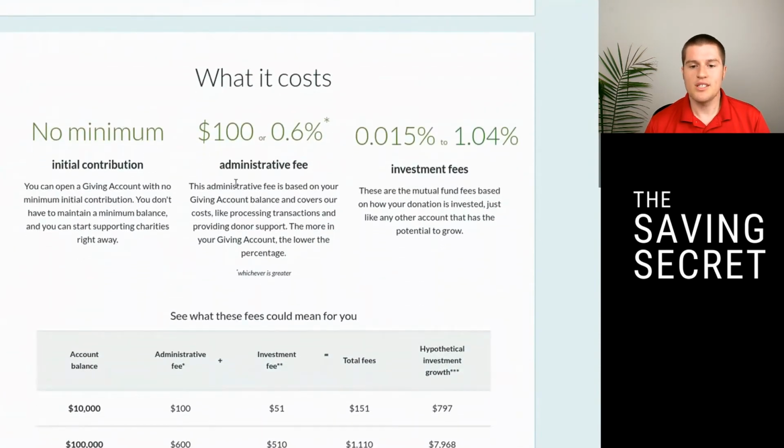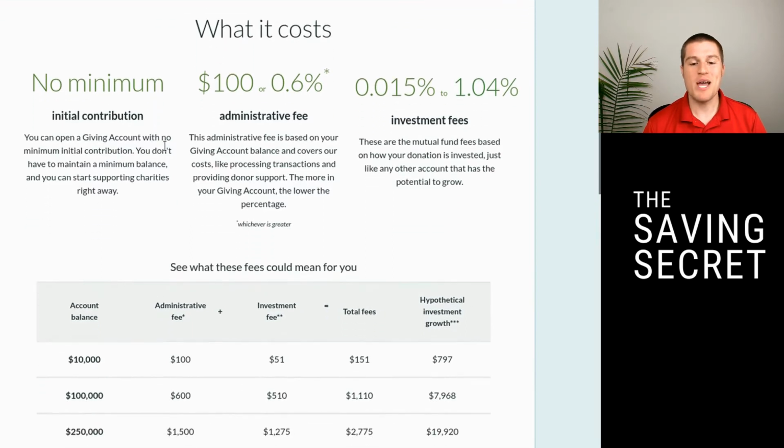So if you're looking at what does it cost, there is no minimum to get it set up. So they do charge an administrative fee of $100 or 0.6%. You may be saying, oh, $100 for this account? Well, yes, because there is a maintenance for this account. But remember, you're getting huge tax benefits for being able to donate it into this account.